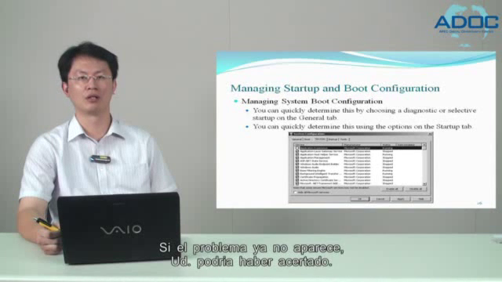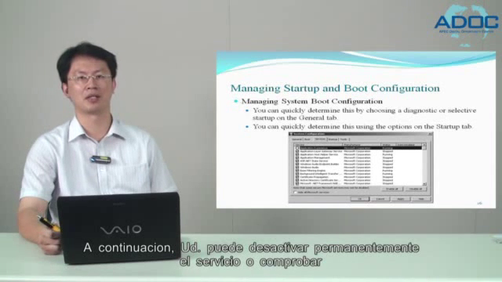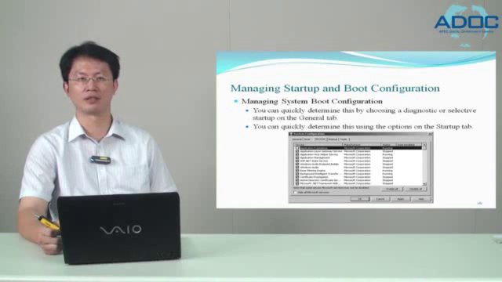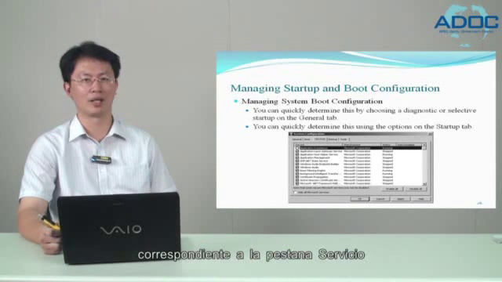If the problem no longer appears, you might have pinpointed it, and you can then permanently disable the service or check with the service vendor to see if an updated executable is available for the service. As shown in the figure, you disable a service by clicking the related checkbox on the Services tab.